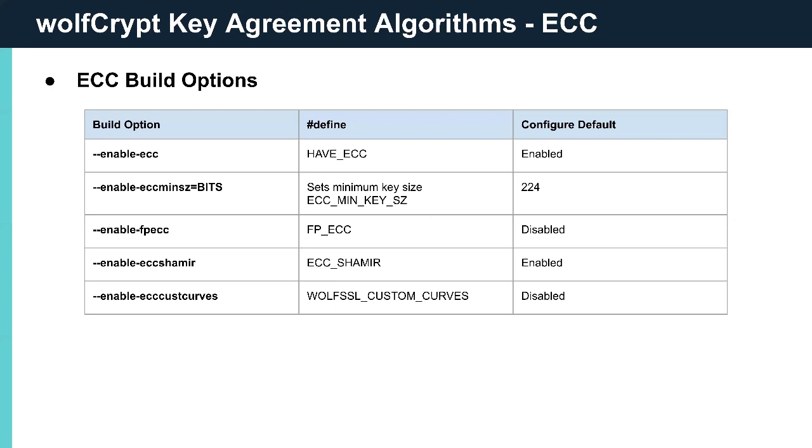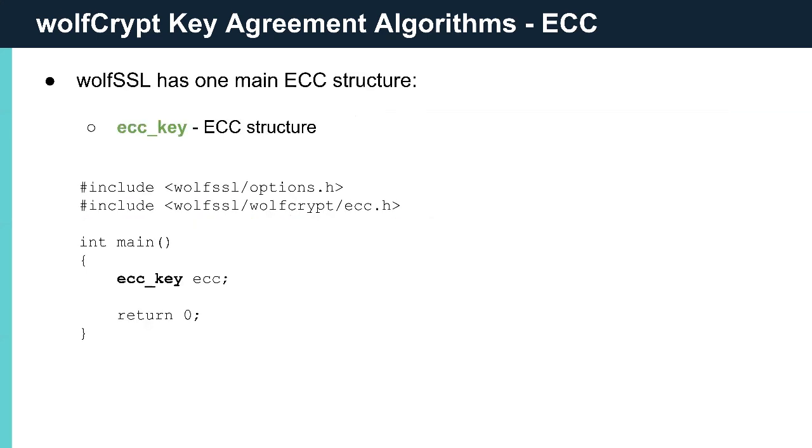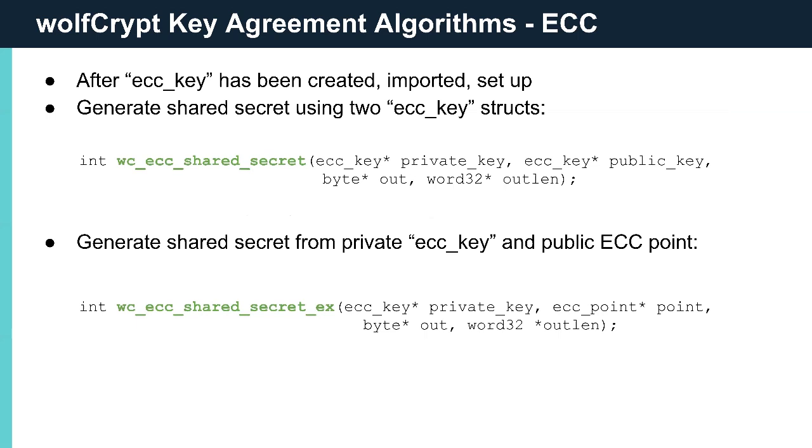Since ECDH is still categorized under ECC, you're going to be using the same set of ECC build options that we saw on our previous slide. You're going to be using the same ecc.h header and the same ECC key structure. You'll just get a couple different APIs to do a shared secret operation instead of a signing or verifying operation.